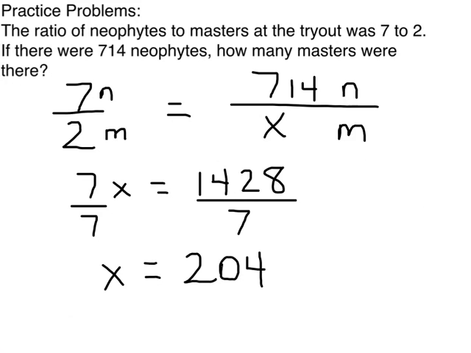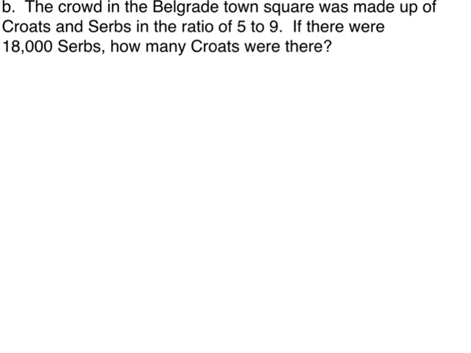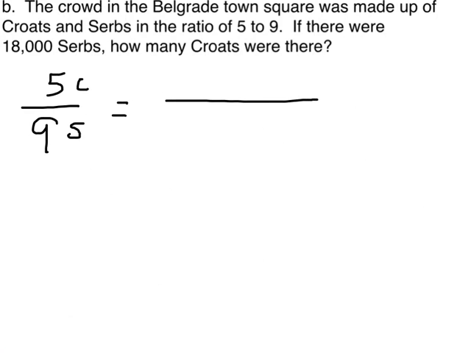So, alright, one more. The crowd in the Belgrade town square was made up of Croats and Serbs in the ratio of 5 to 9. Alright, so 5 to 9, and that is Croats to Serbs. If there were 18,000 Serbs, how many Croats were there? Now this one's the same, but we have the bottom number and we're looking for the top number, but it doesn't matter. You're going to do the same thing. You're going to cross multiply.